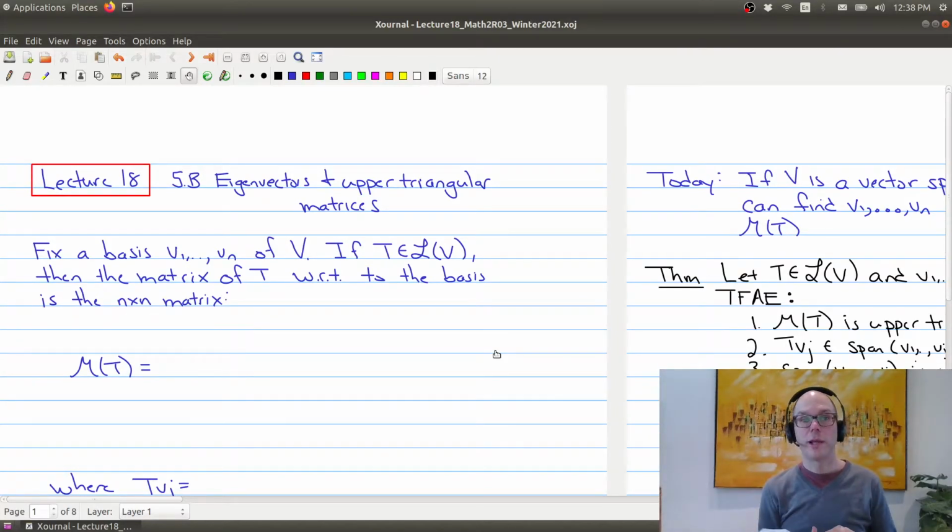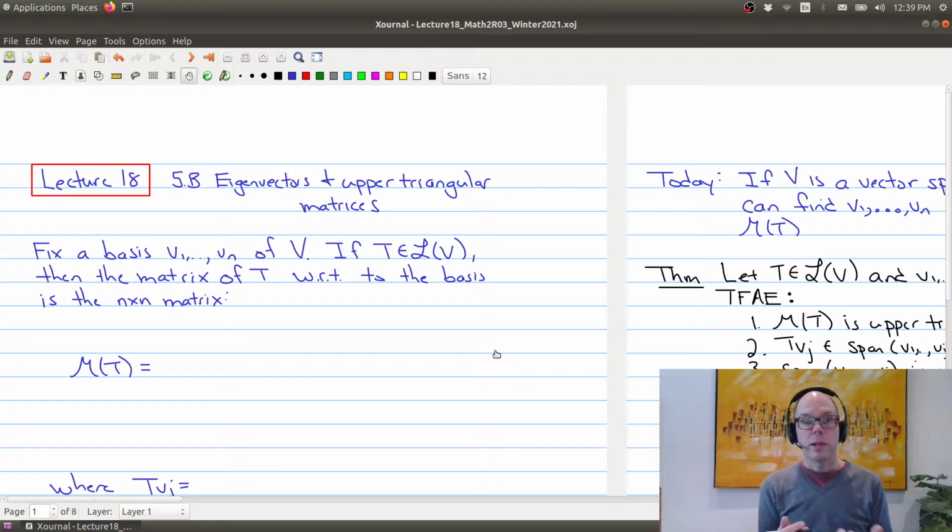Welcome to lecture 18 of Math 2R03. Today we're going to be looking at section 5.B on eigenvectors and its connection to upper triangular matrices. So let me just put my book away here.